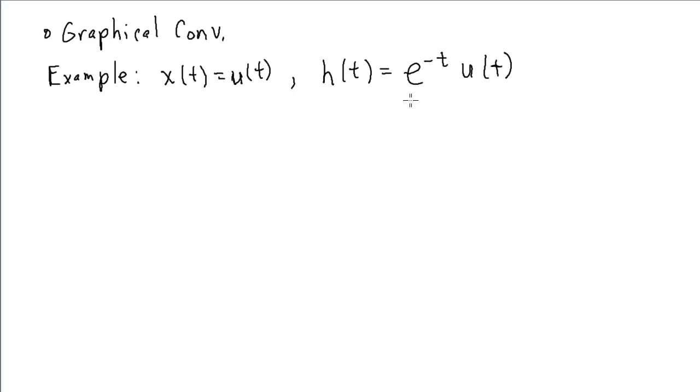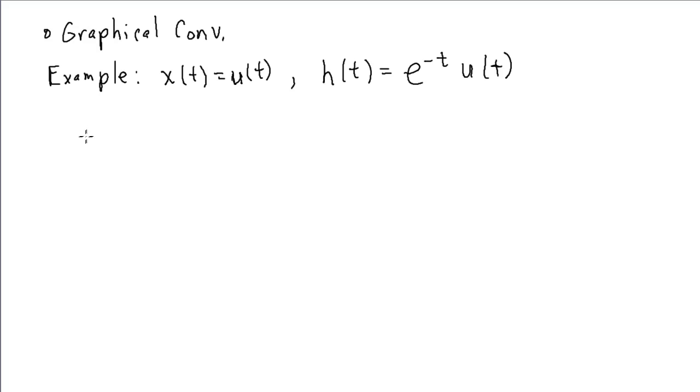And of course, in response to an impulse located at t equals 0, this is what we'd see. We'd see h of t. And if the impulse were at a different location, we'd see a shifted impulse. But we want to find the output due to this particular input.